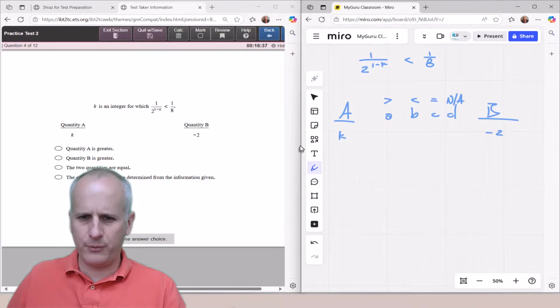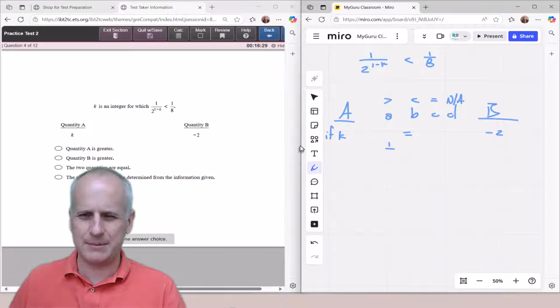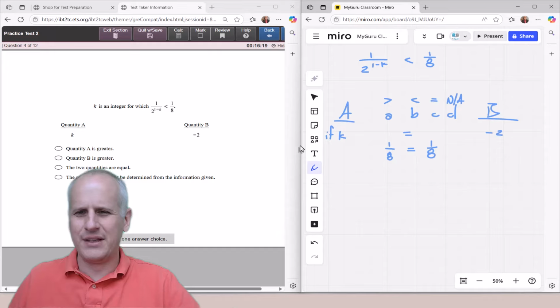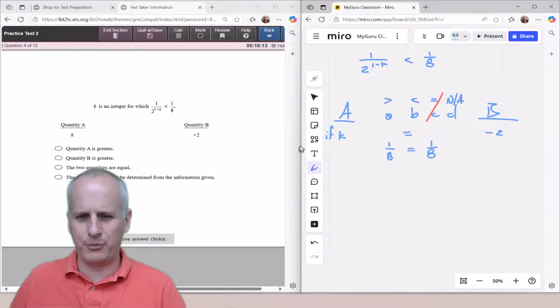So if we're not sure of the technical solution, if we just said if k equals -2, well, then we're going to have 1 over 2 to the 1 minus -2, which is going to be 2 to the third, which is going to become 8. And 1/8 is equal to 1/8. It's not less than 1/8. So we know right now that these two quantities are not capable of being equal. So we can eliminate that.